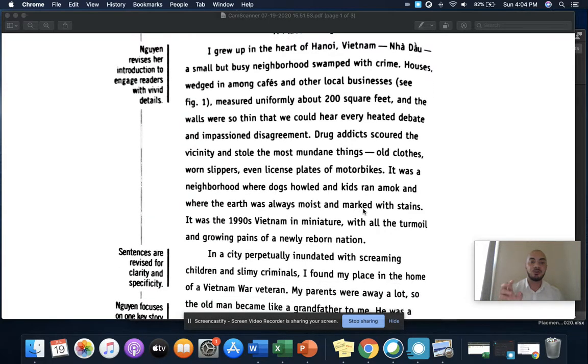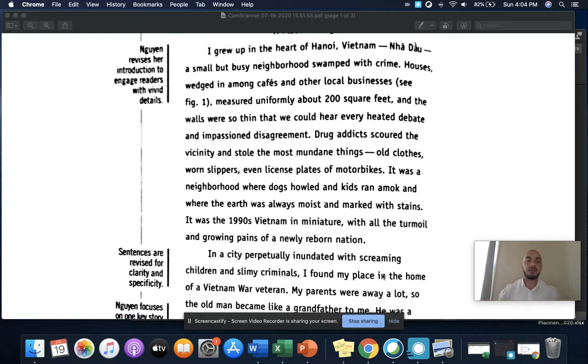Once the writer has already created tension through that kind of edgy, ominous description, we then arrive at the thesis statement, which appears in the first sentence of the first body paragraph. "In a city perpetually inundated with screaming children and slimy criminals, I found my place in the home of a Vietnam War veteran." The thesis then contrasts or builds out of that introduction that creates this scene of complete chaos.